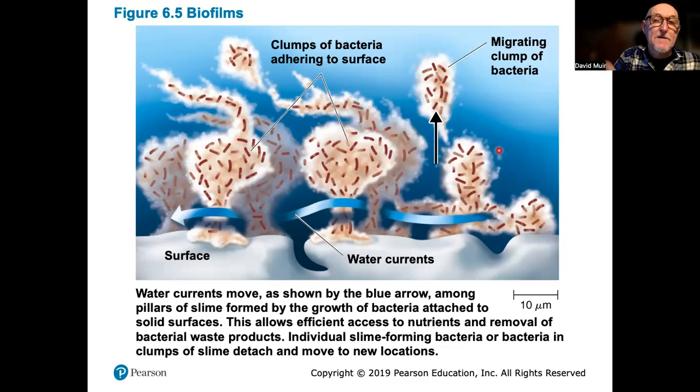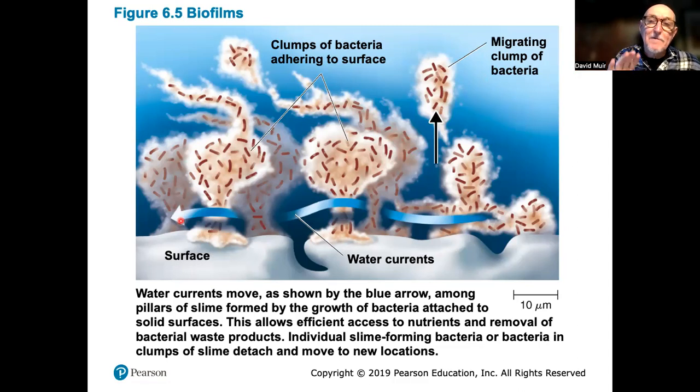Disinfectants and antibiotics and things don't actually penetrate that easily. This hydrogel, the slime around them, is actually very protective. Not only that, but these clumps are relatively fragile. They can break up, and a clump of bacteria already active, already dividing, can be released to go and settle somewhere else and found a new branch of the biofilm.